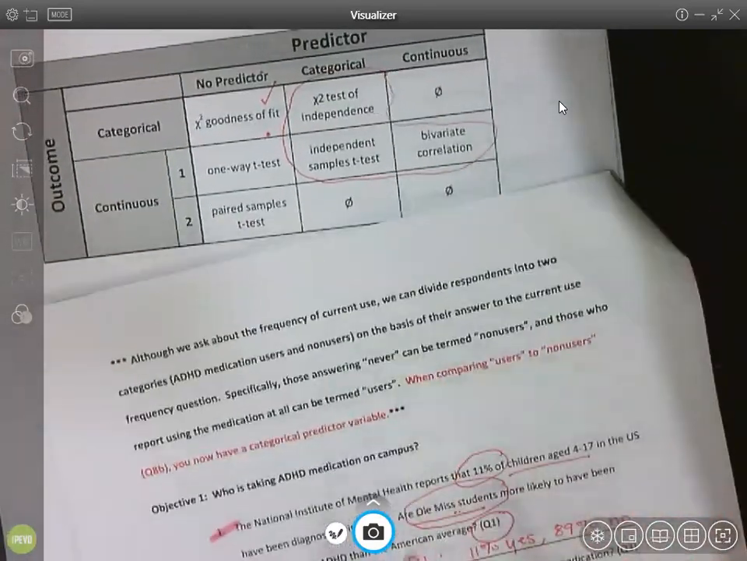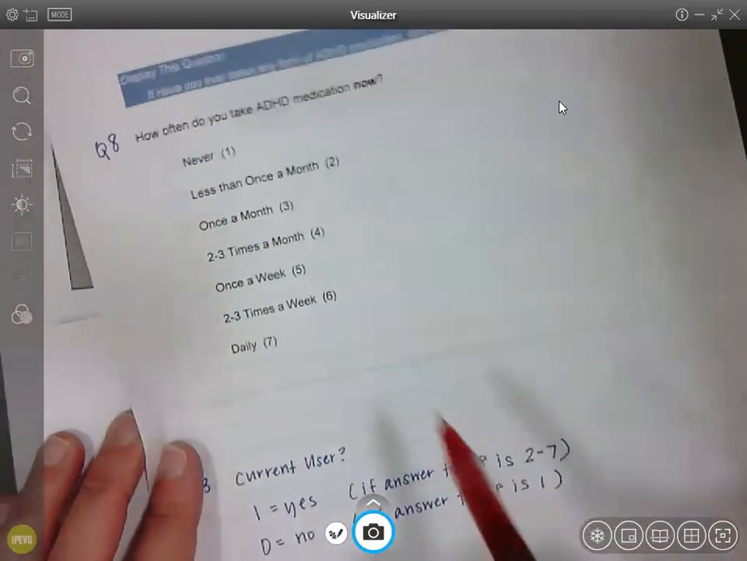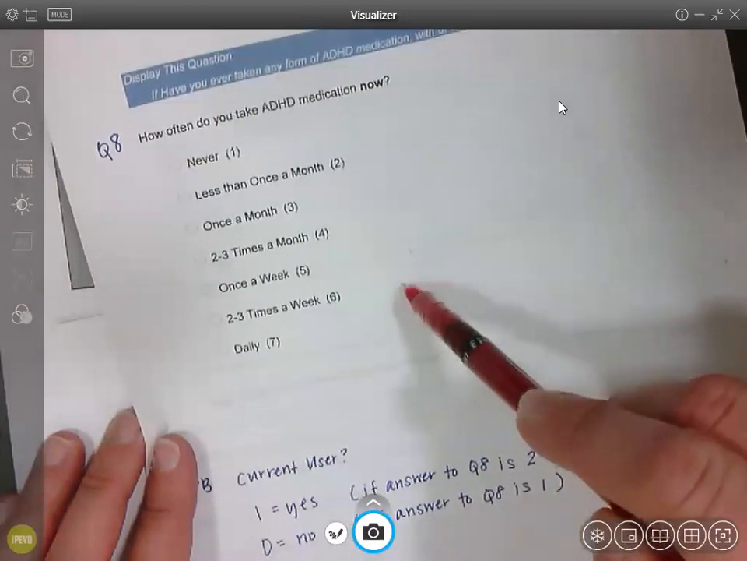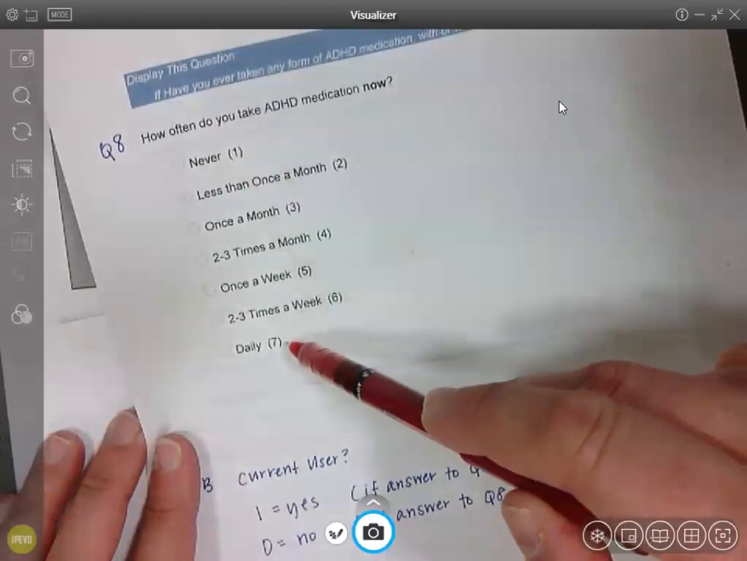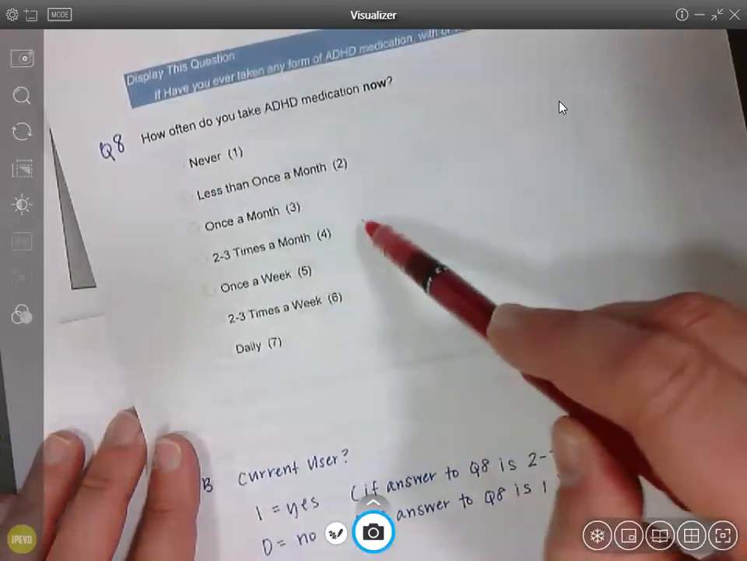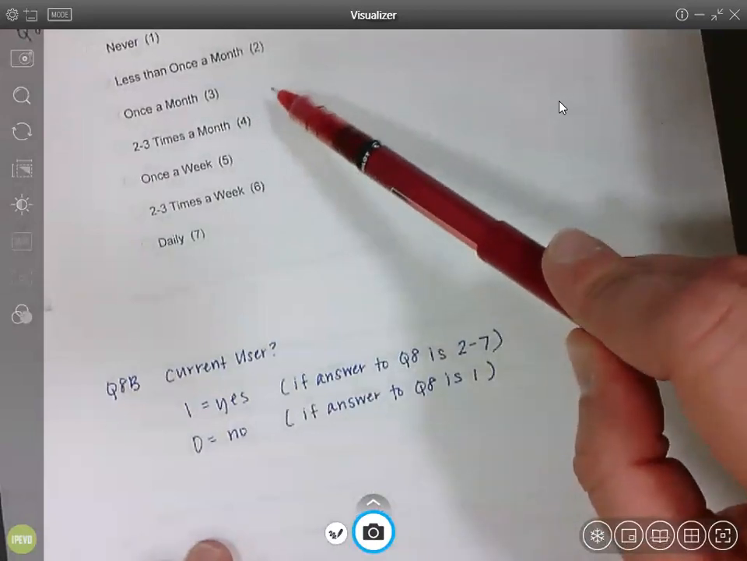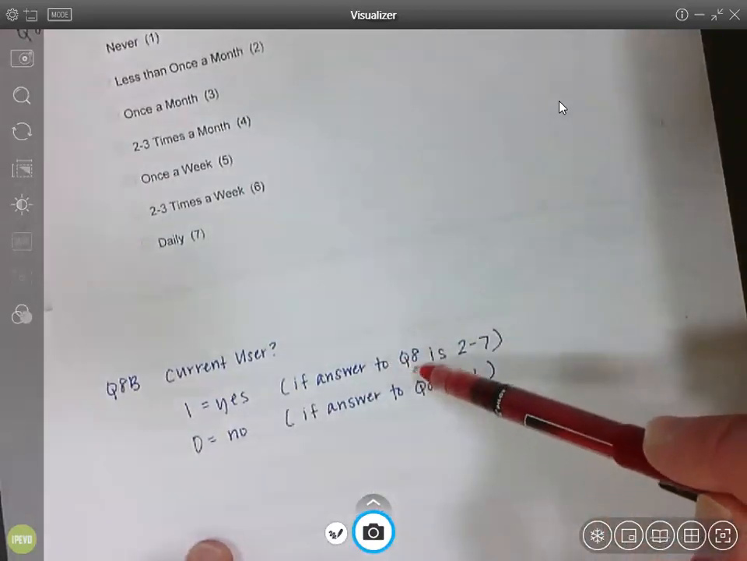All right, so question 8 on the survey asks, how often do you take ADHD medication now? And this is on an interval response scale that ranges from 1, never, to 7, daily. So this is continuous data, but I recoded that continuous data into a categorical variable.